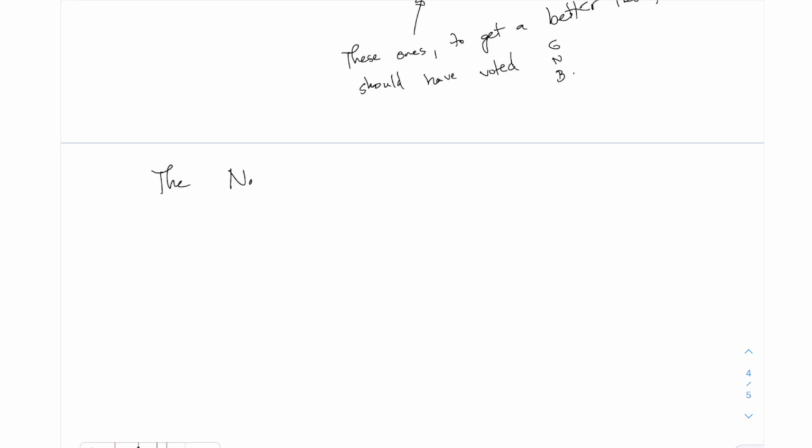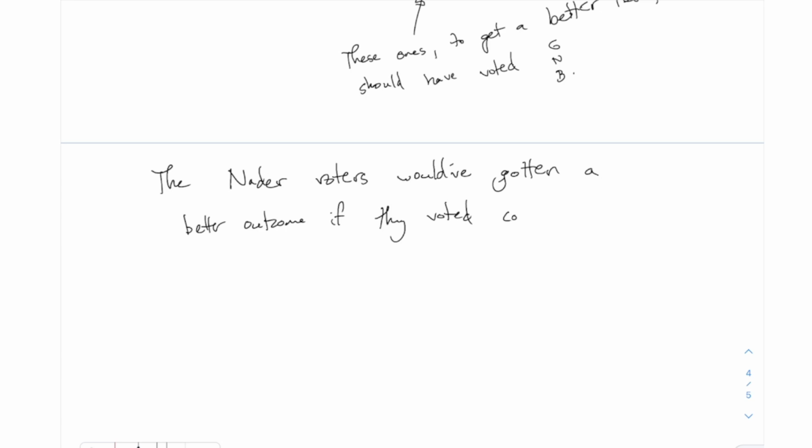All right, so these Nader people, the Nader voters, would have gotten a better outcome if they voted contrary to their true opinion. Right? This is a bad thing about the plurality system. Although, like I said, I think most Americans don't really think about it, but it is true, and everybody knows this when you put it in a certain way.